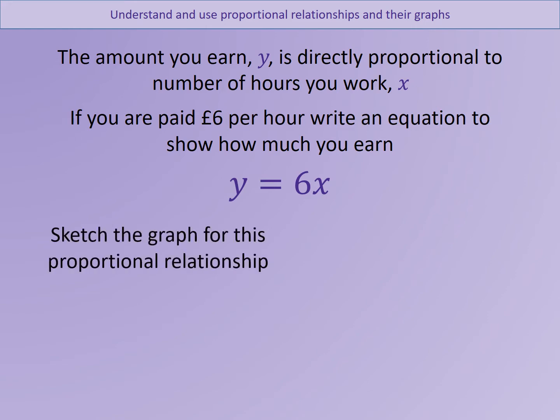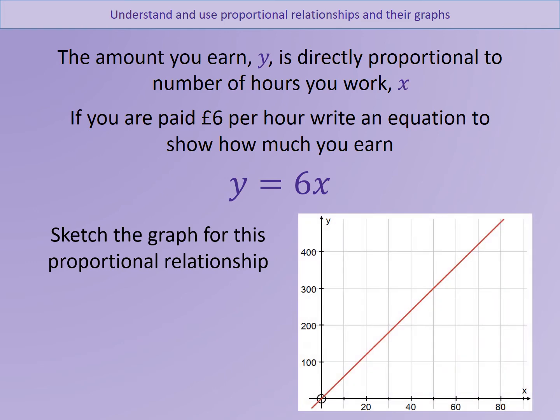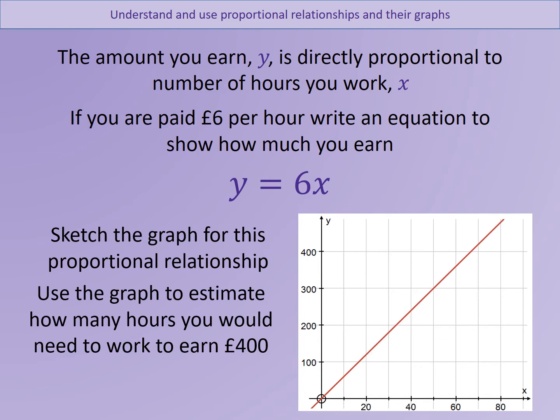And from that we can then draw a graph with x along the bottom. These are the number of hours worked and the amount that I earn up the side. So there is a direct proportionality graph going through the origin, and as x doubles, y doubles, etc. And from that graph we can then estimate how many hours I would need to work to earn certain amounts of money. The graph will also tell me how much I would earn if I knew how many hours I worked. So I could use either the equation or I could use the graph to work that out.